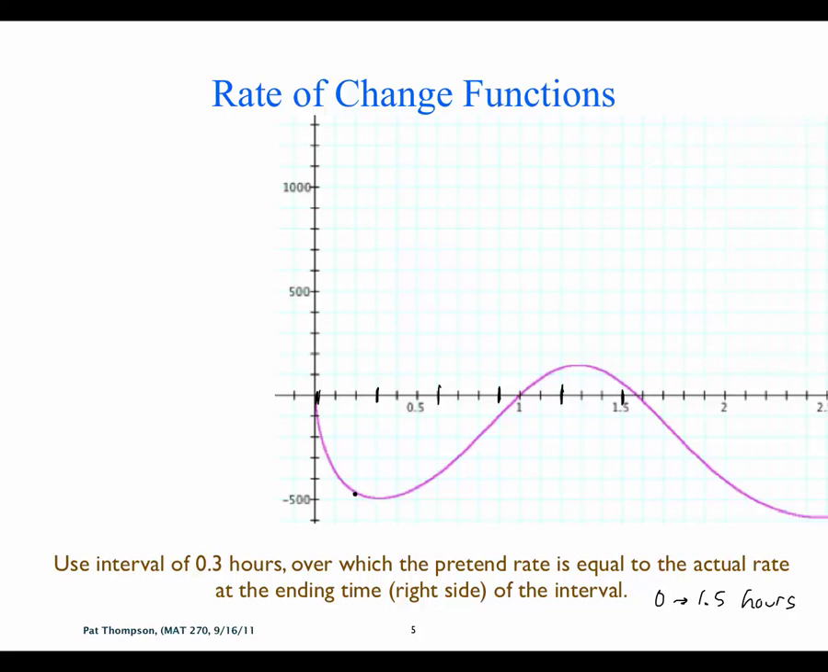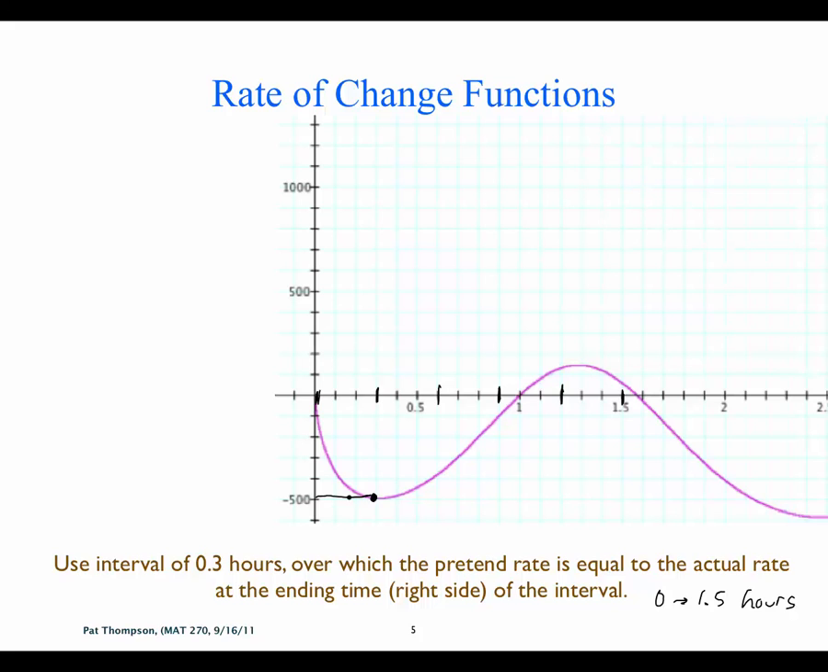Okay. So the rate of change is in this range from 0 to negative 500. We need some kind of method to create a constant rate in this interval. This is one way to do it. We're going to use the actual rate at the ending time, or the right side of the interval. So everyone think to themselves: what is the actual rate of change, or an approximation for it, at the ending time or the right side of the first interval? Think to yourself, what is that value? I'm talking about this actual rate right here. That's going to be about negative 500. We're going to use that value as a constant rate for the whole interval.